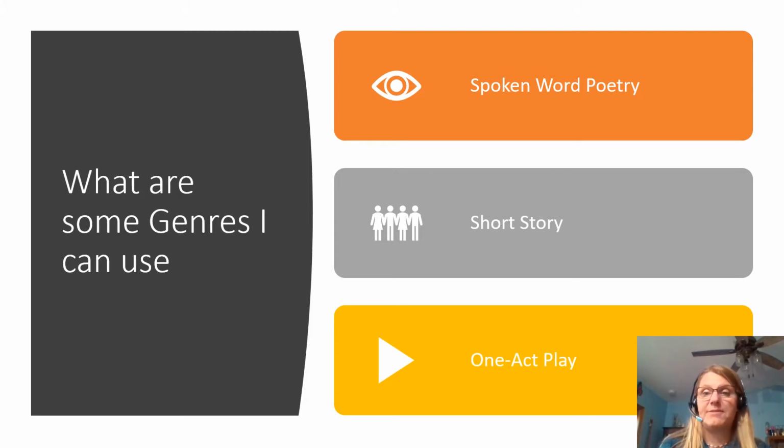And you can use a lot of different genres. We've already talked about that. You can do this as spoken word poetry. You can do it as a short story. Or if you really want to try something different, you can try a one-act play. I'm certainly game for whatever version of this you think is going to be the best. And we may have to do a little bit of tweaking.